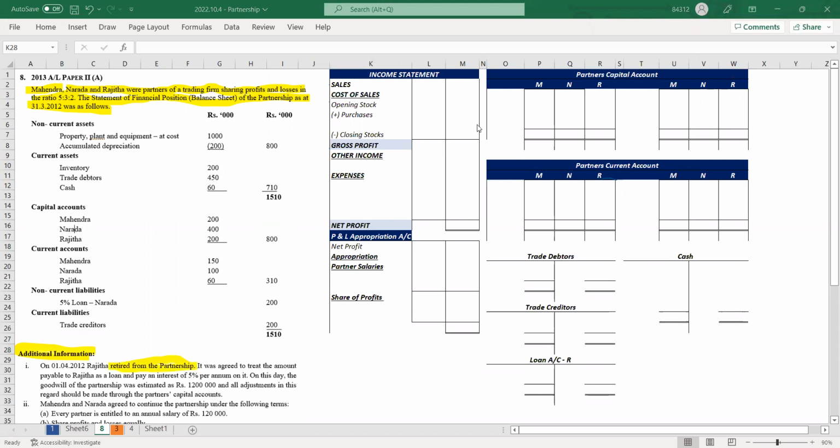You might get the question either retirement or admission of a partner. 1st of April means at the beginning. And remember, you won't get questions of retirement or admission in between the year. You will get either beginning or end. Only those two.